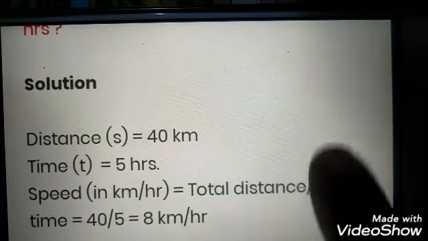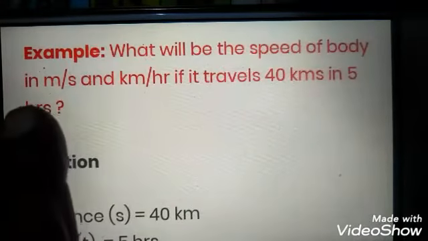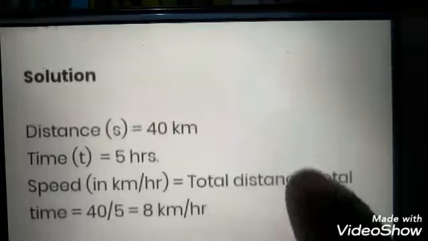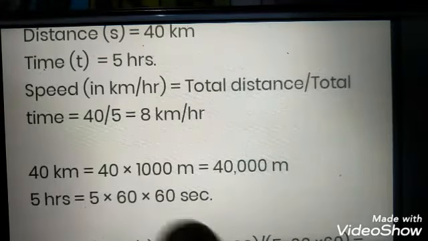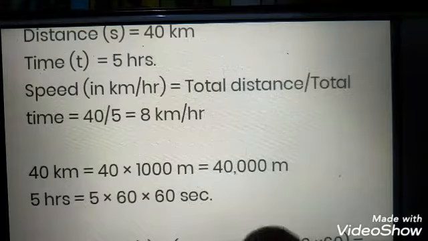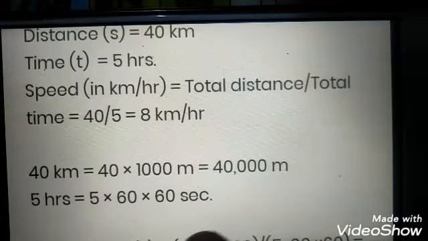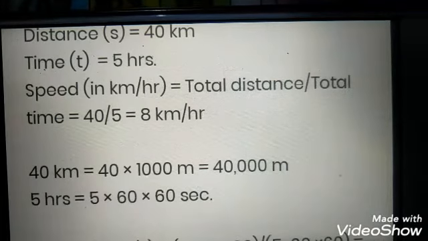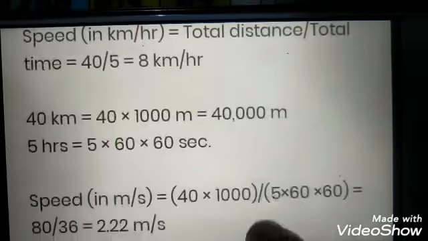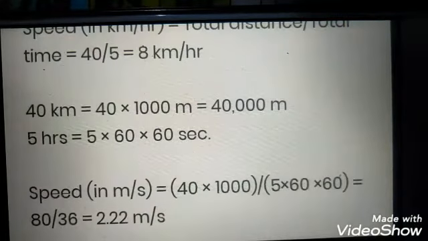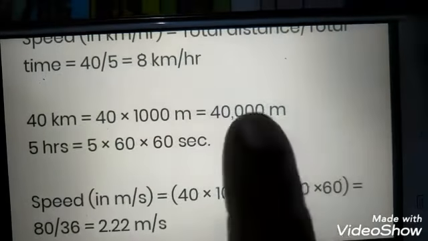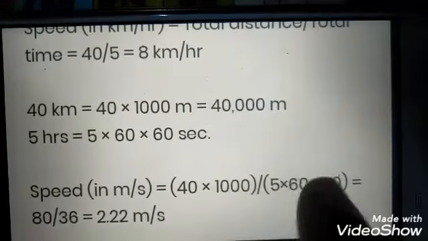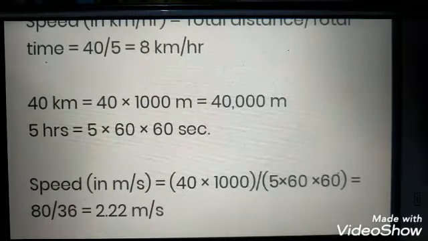Now the next question is we have to calculate in meter per second. So in meter per second, 1 kilometer is equal to 1000 meters. So we have 40,000 meters, and 1 hour is equal to 60 into 60 seconds. So we get the answer as 2.22 meter per second, or directly we can calculate 8 kilometer per hour into 5 by 18.